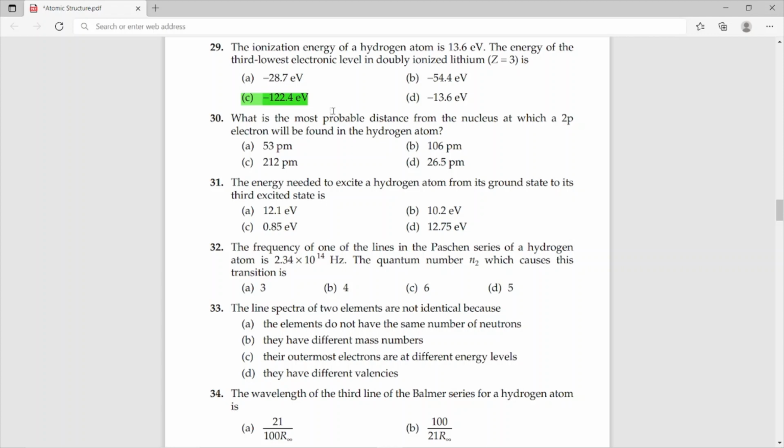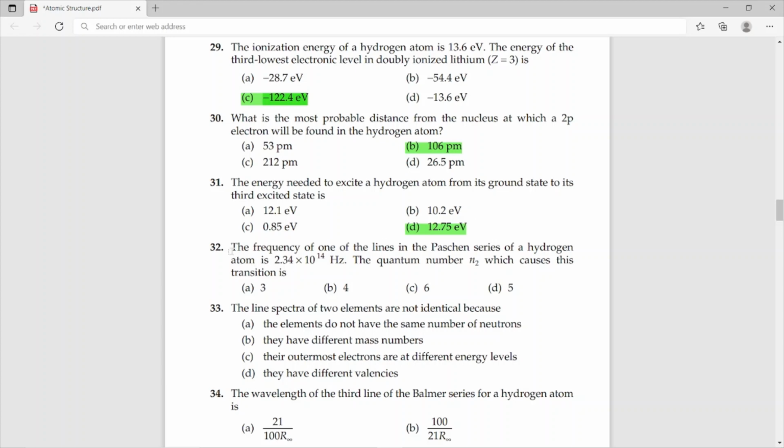The 30th question comes as, what is the most probable distance from the nucleus at which a 2p electron will be found in the hydrogen atom? So what will be the probable distance for that? The right answer will be 106 picometer. The energy needed to excite a hydrogen atom from its ground state to its third excited state is, answer should be option D, 12.75 electron volt.